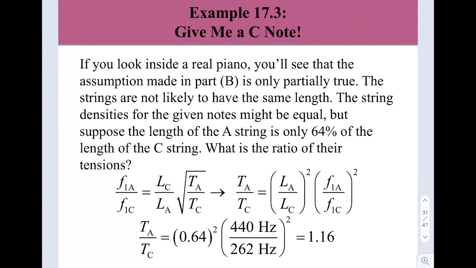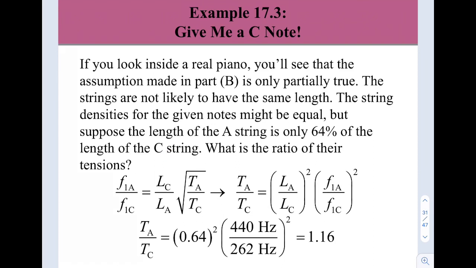If you look inside a real piano, you will see that the assumption made in part B is only partially true. The strings are not likely to have the same length. The string densities for the given notes might be equal, but suppose the length of the A string is only 64% of the length of the C string. What is the ratio of their tensions? Again, you are going to do the ratio of f 1 A to f 1 C, but given that the length of the A string is only 64% of the length of the C string.